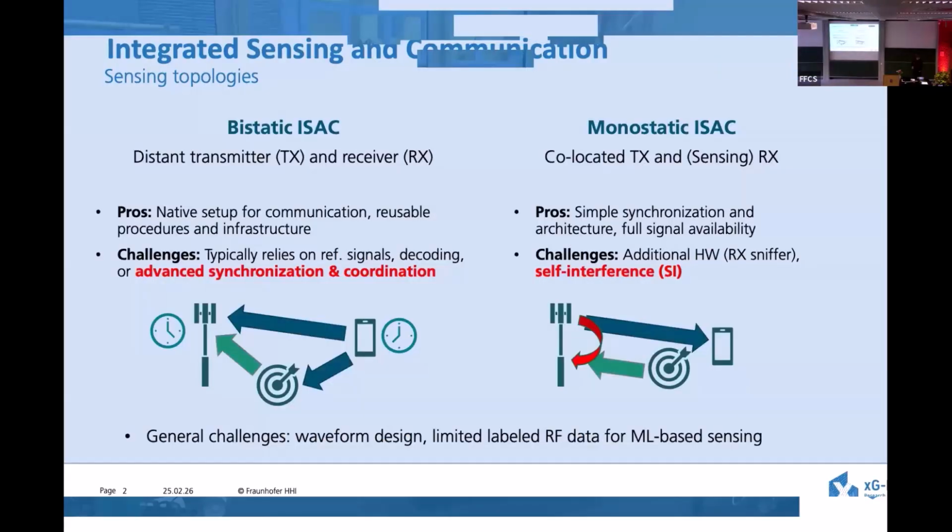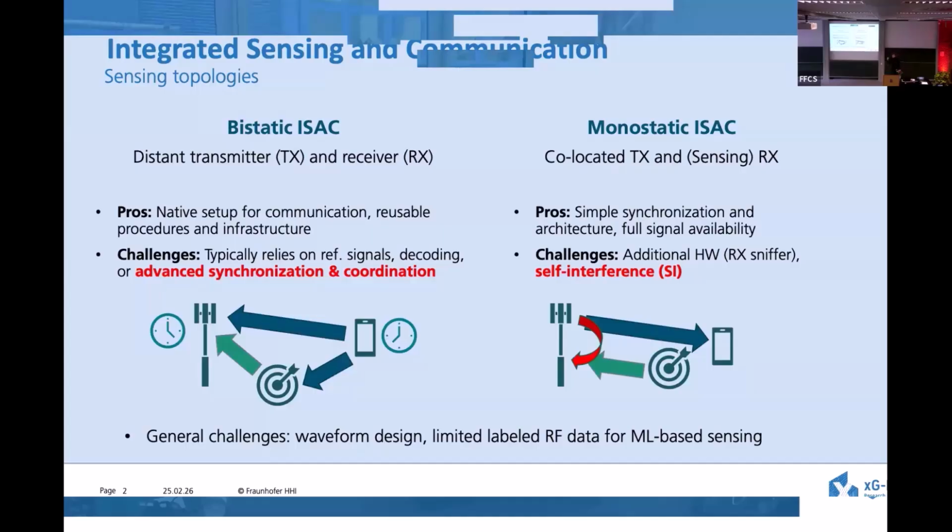First of all, what is important to understand for the talk is that in the context of integrated sensing and communication, ISAC, we differentiate between bistatic ISAC and monostatic ISAC. This is for those who are not familiar with ISAC. Bistatic basically means that we have distant transmitter and receiver. They are not collocated. So this is just the native setup for communication.